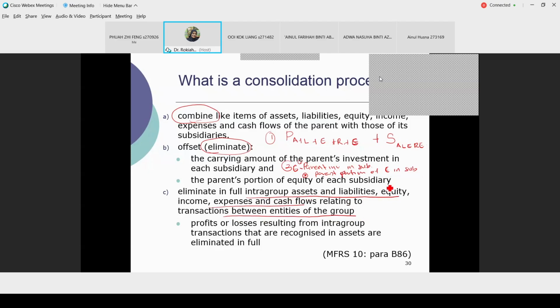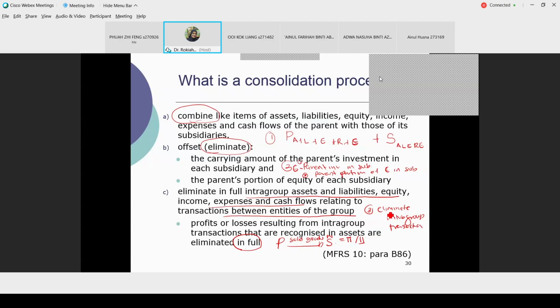So the next step is to eliminate intra-group transactions. Intra-group transactions are like this: you have a parent and then you have a subsidiary. Let's say the parent sold goods to the subsidiary. This we call an intra-group transaction. Once the parent sold goods to the subsidiary, they can create a profit, or maybe they can have a loss. So this profit or loss needs to be eliminated in full. We need to eliminate the intra-group transaction.